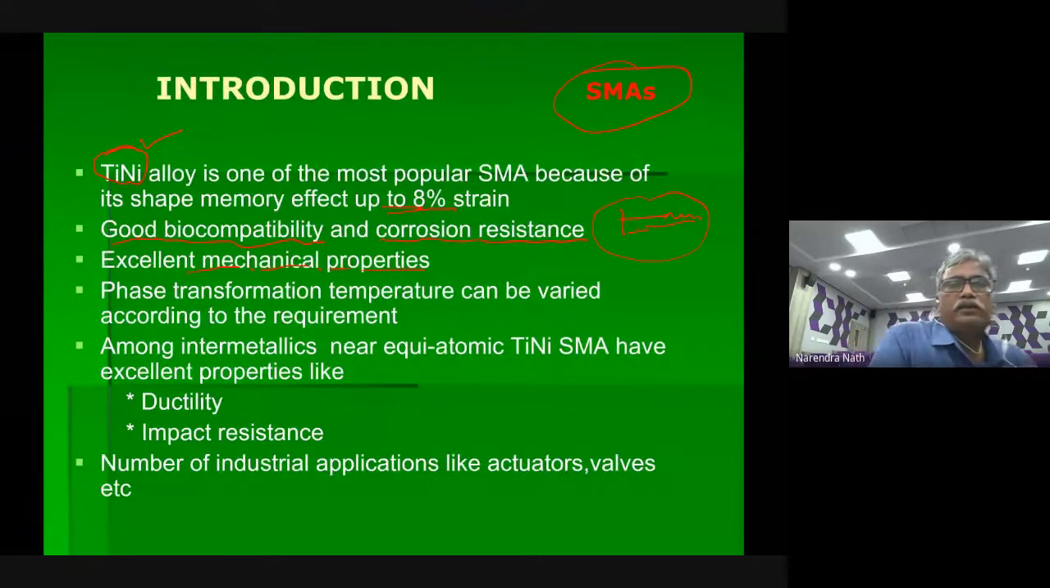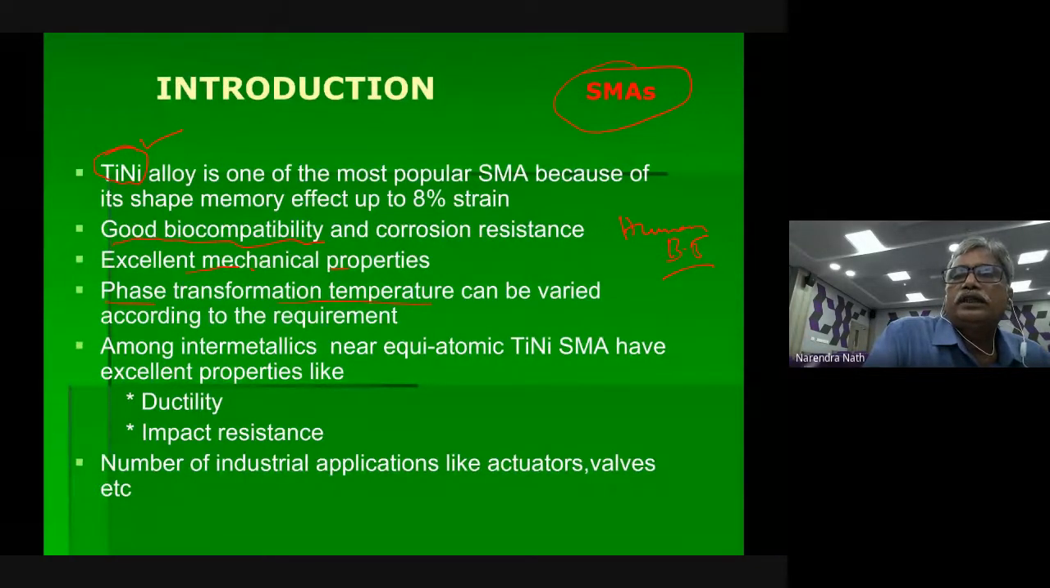Okay. So next is phase transformation. The phase transformation temperature can be varied according to the requirement. That means, suppose you are going to use it as a biomaterial. Naturally, biomaterial means human body temperature, whatever it is. For that you should tailor the material.